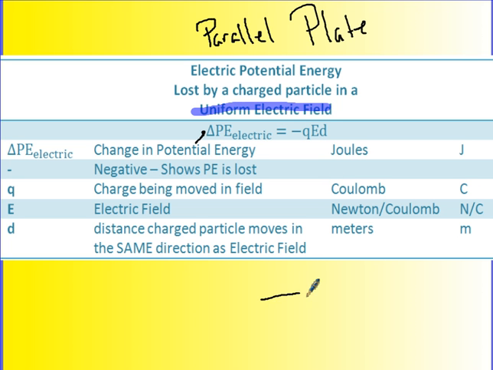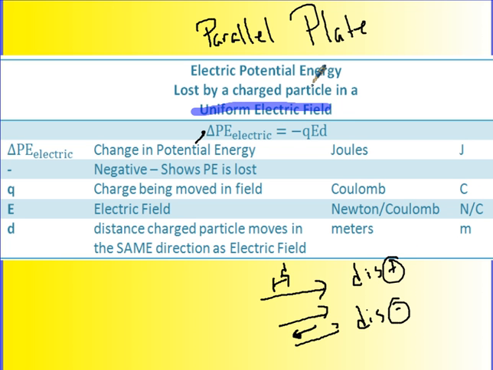So if the electric field is pointing this way, and the particle moves a distance d, then that d is positive. But if d moves against the charged particle, then d will be negative. So you need to be careful here. Clearly, the negatives will then cancel, and you wind up with an actual increase in potential energy. It's kind of tricky, but you can do this.